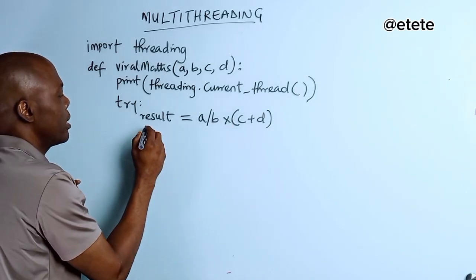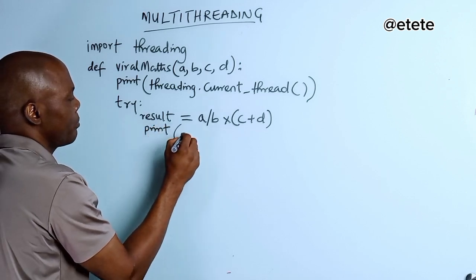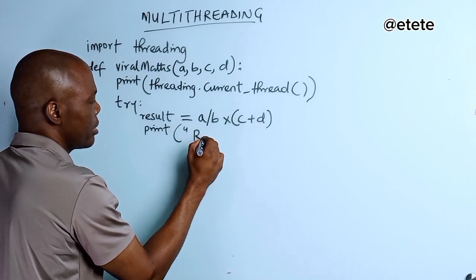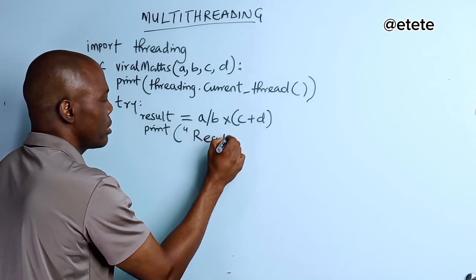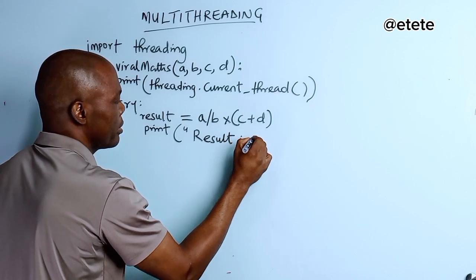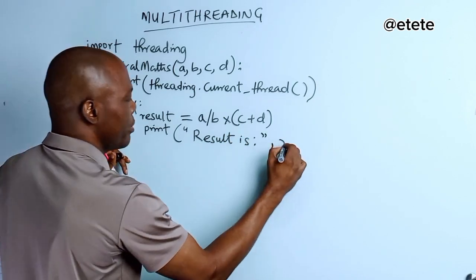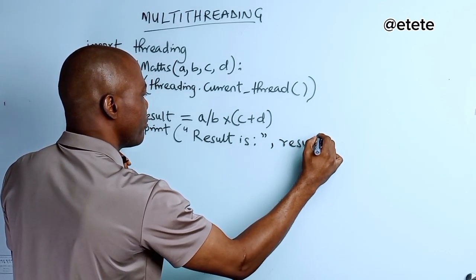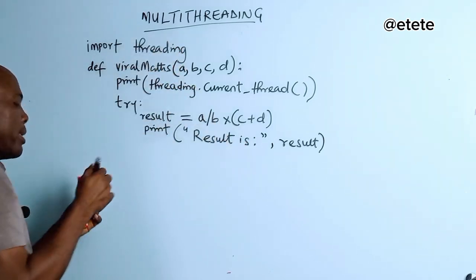So this is it. Then I will now say print, and this is a string. So I'm printing out a string literal: "Result is", comma, result. All right, so this is my task.